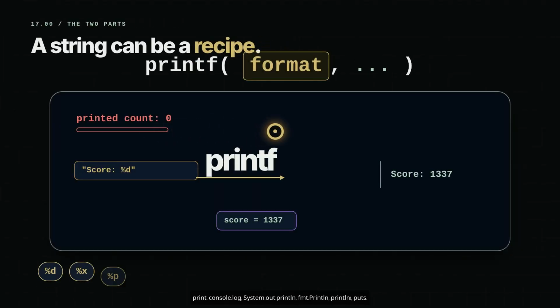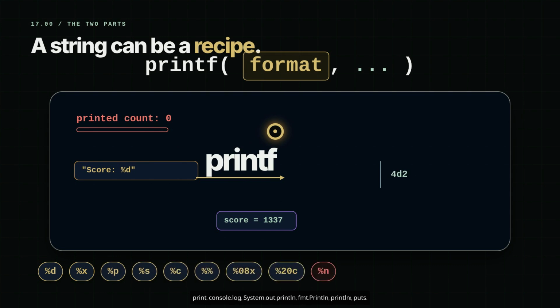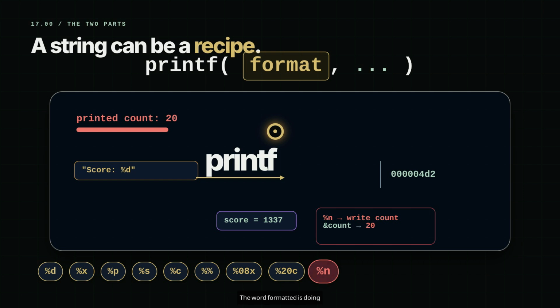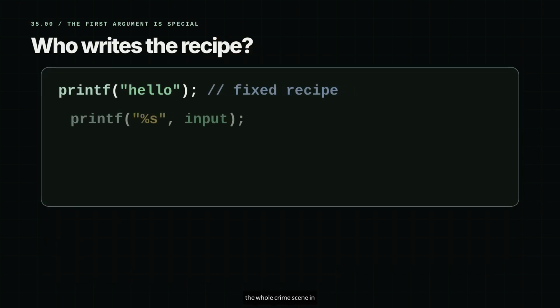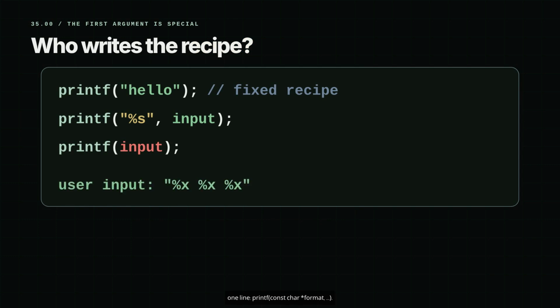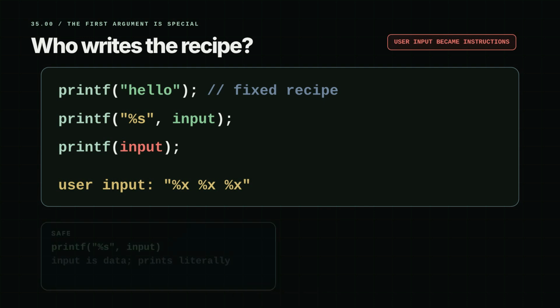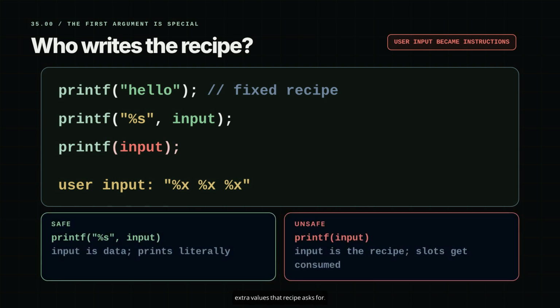Every language has a way to make numbers human. Print, console.log, System.out.println. Our target is C's printf, the formatted output function. The word formatted is doing almost all the work here. The man page gives us the whole crime scene in one line. printf takes a char *format. One argument is the recipe. The dots are however many extra values that recipe asks for.